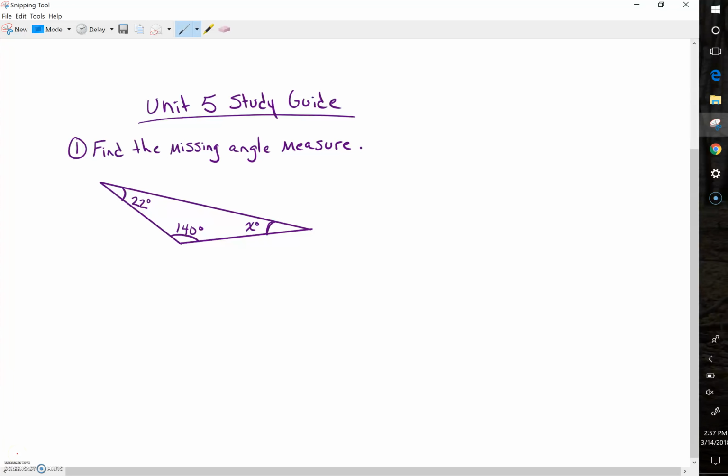Okay, we're going to quickly run through these 9 questions in the study guide. So number 1, find the missing angle measure. We're looking at a triangle.